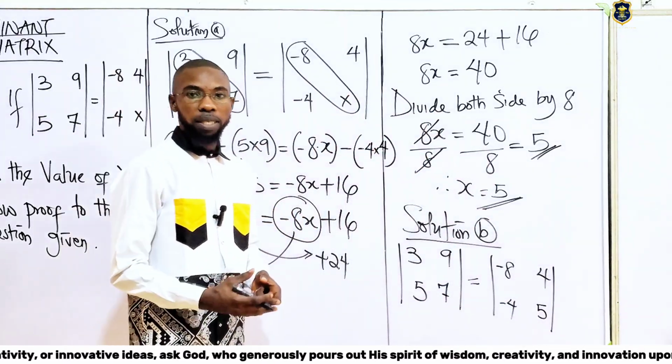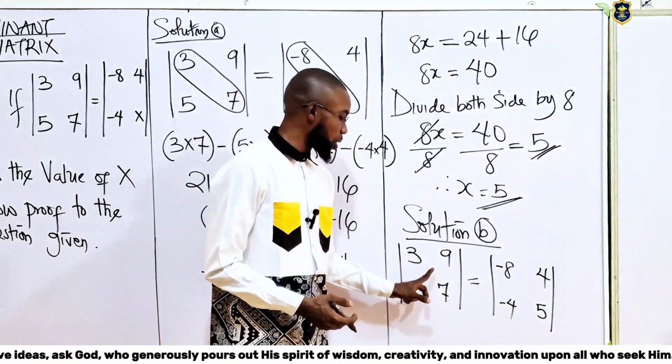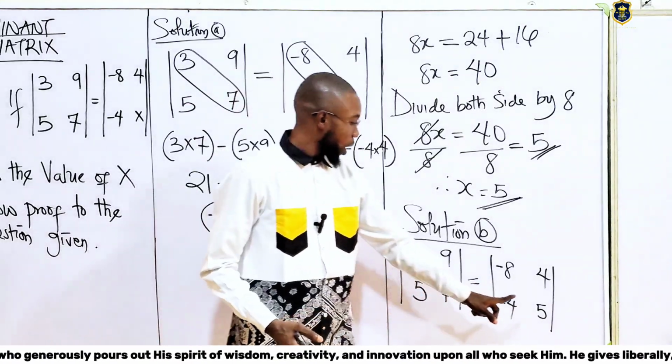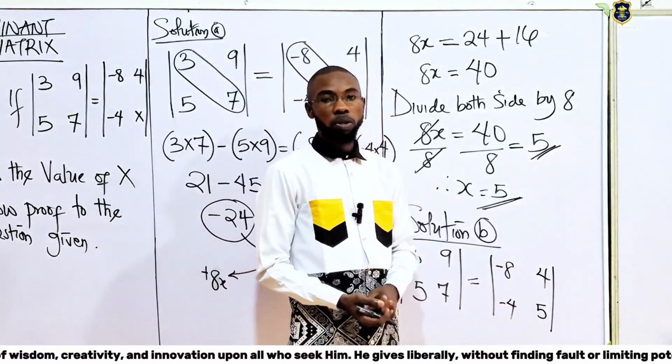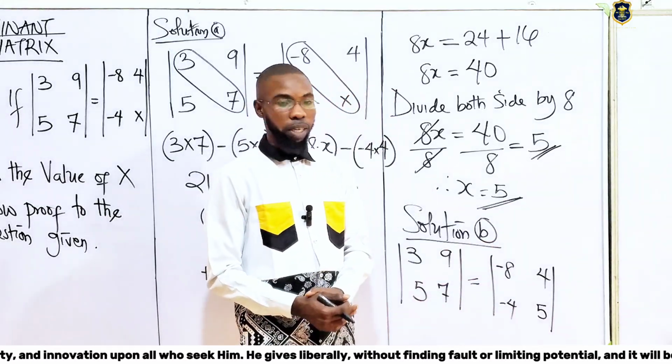So for us to show that the answer is equal, what we do is to look for the determinant of this part of the question. Also look for the determinant of this part of the question. The answer we get here, if it's equal to the answer we got here, it shows that the proof is correct, right?